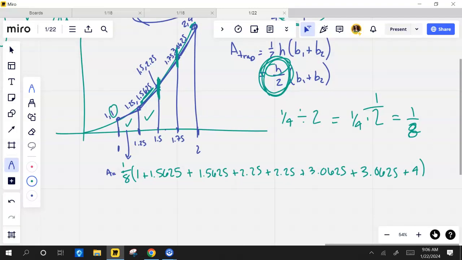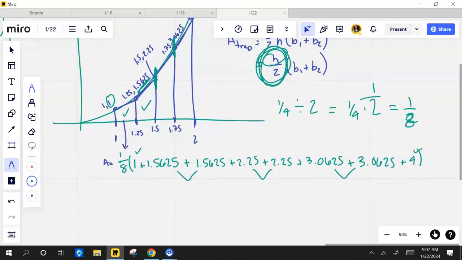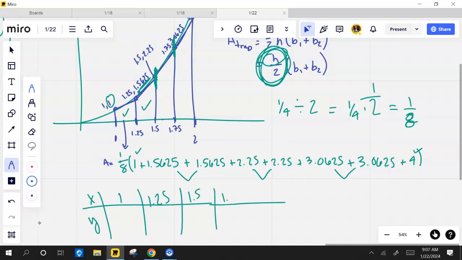Yes, yes. So when you do trap rule, you do h over 2 times, you take the first endpoint once, but then you can just say 2 times each of the interiors with one of the outsides. Okay, so in other words, if I had this in a table setting kind of thing, and I had 1.25, I think trapezoid rule is much easier with a table than it is with the graph because it's easier to see if you understand.